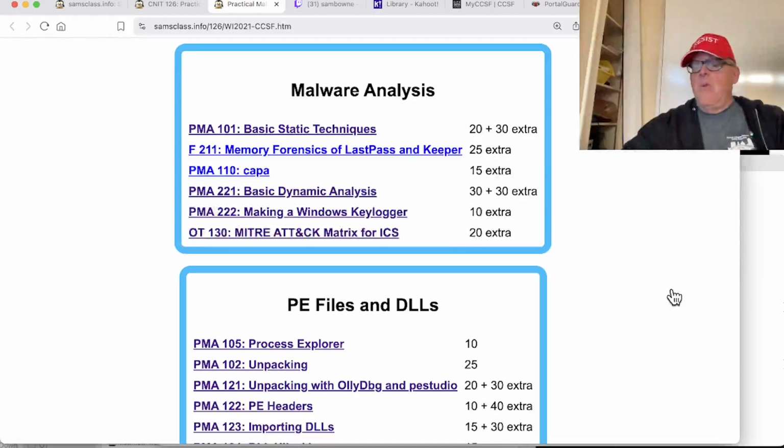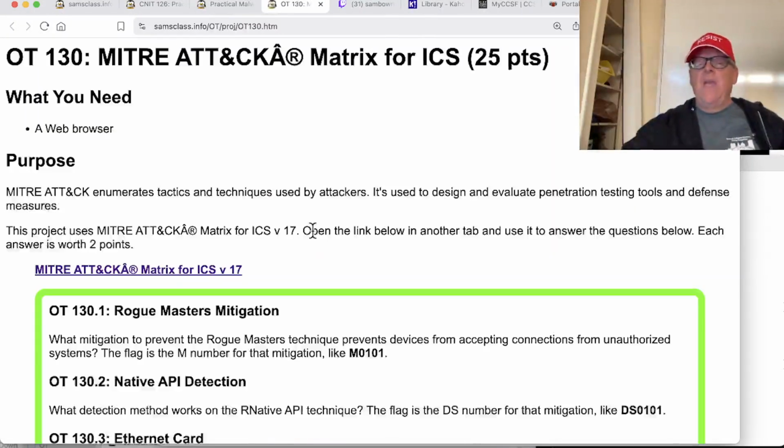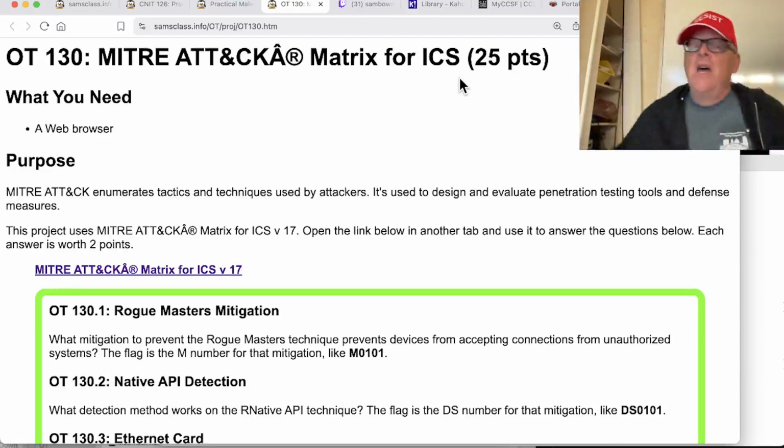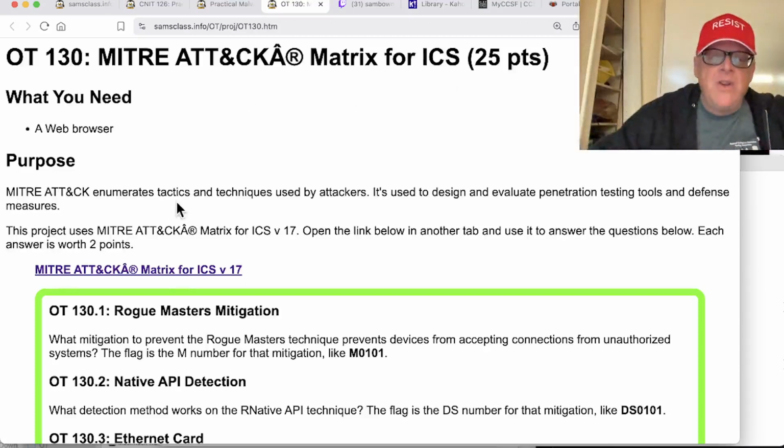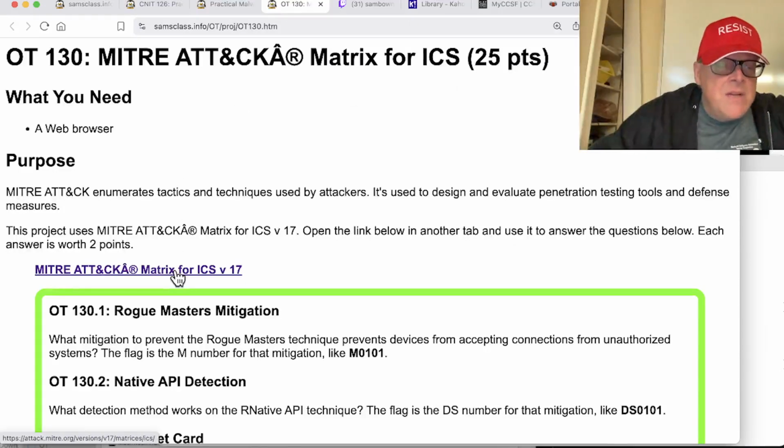All right, so it occurred to me the MITRE ATT&CK framework is not in this course. It's real important. And the one I care about right now is the MITRE ATT&CK for industrial control systems. That's the one I'm going to be talking about on Monday. But there's one for all other types of malware too, and you should know about it.